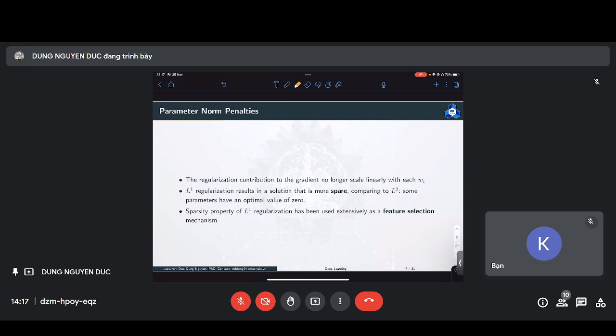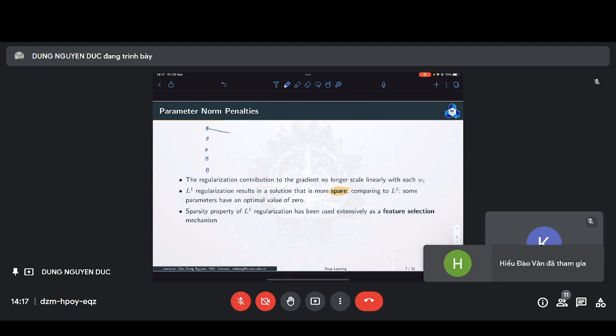So why do we have L1 and L2? Because sometimes when you need sparse parameters, you use L1 instead of L2. L1 produces solutions that are more sparse than L2, but I need to explain this keyword sparse. For example, you have some input here, and you have weights to compute the output here, okay.